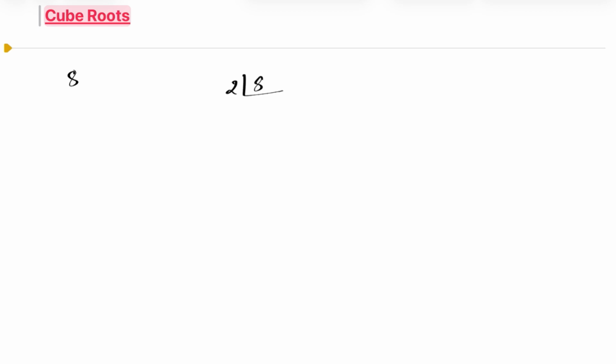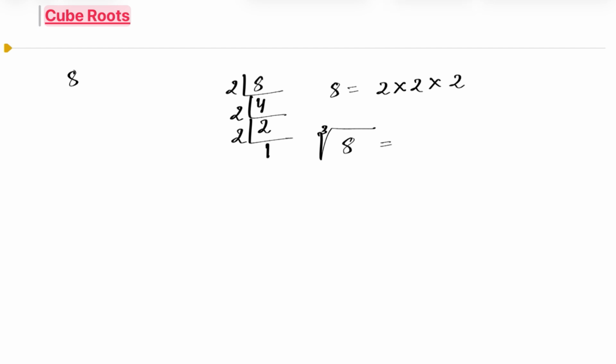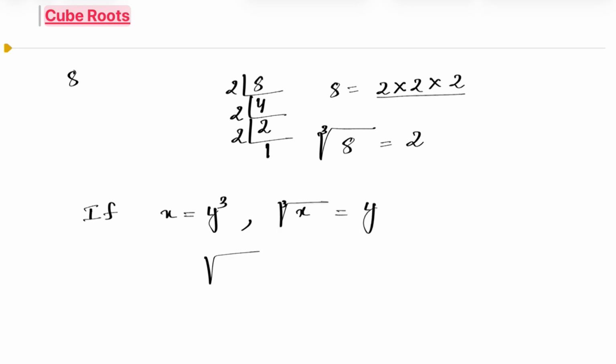Here the prime factorization of 8 is 2 into 2 into 2. So prime factors can be grouped into a triplet. That means 8 is a perfect cube. To find its cube root, we will take one of the factors from the triplet. So the cube root of 8 is 2. In general, we can say if x is equal to y cube, then the cube root of x is y. And this is the sign for cube root.